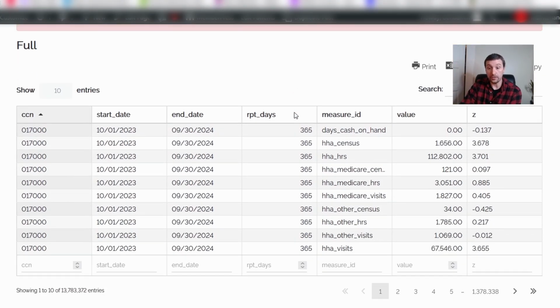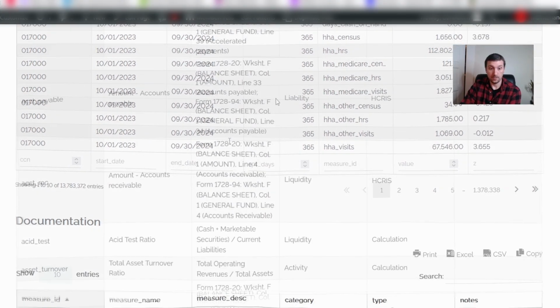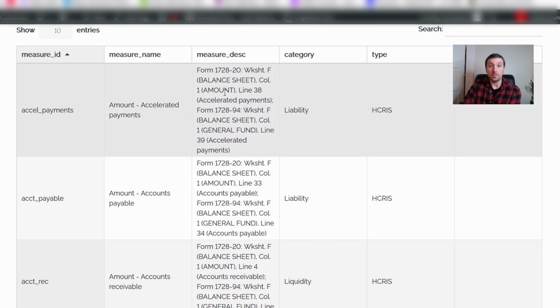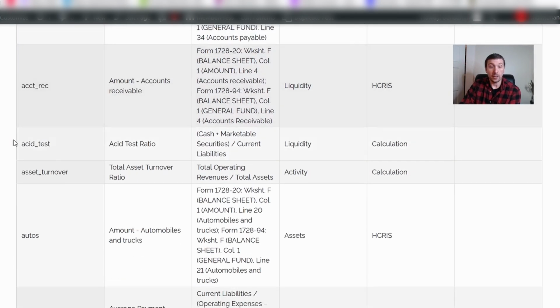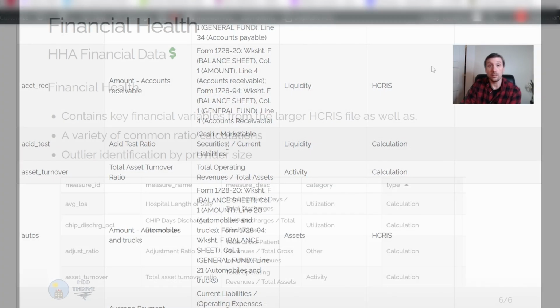And finally, taking a look at the Home Health Agency Financial Health dataset. Again, similar to the HCRIS, but below where key variables are included. Again, you can see the worksheet where it came from. And then if it is a ratio calculation, you can see the calculation here as well.